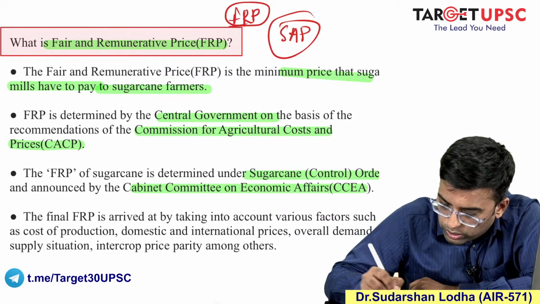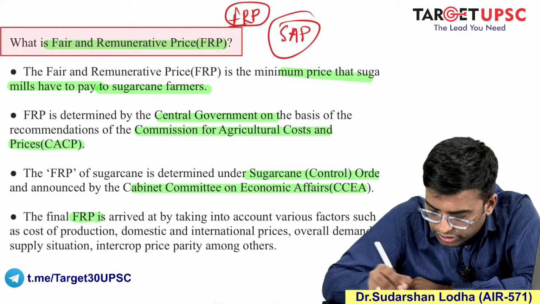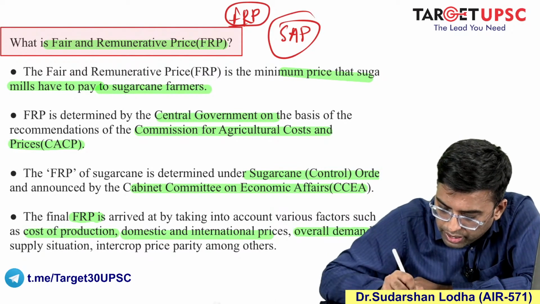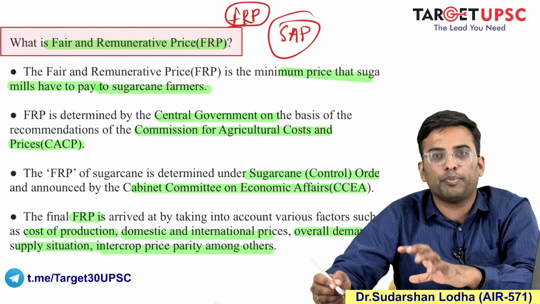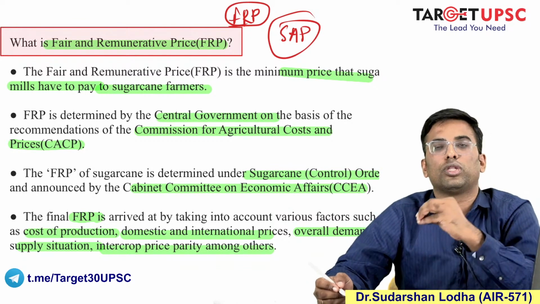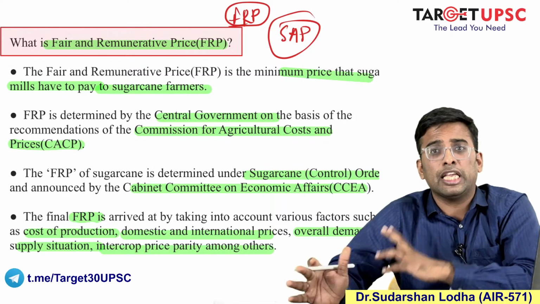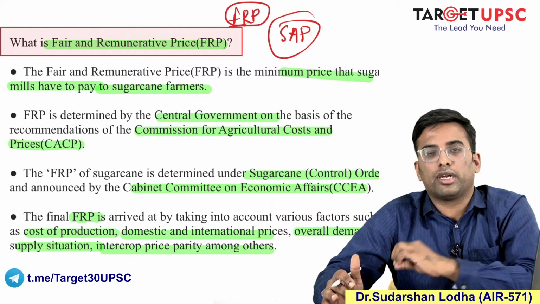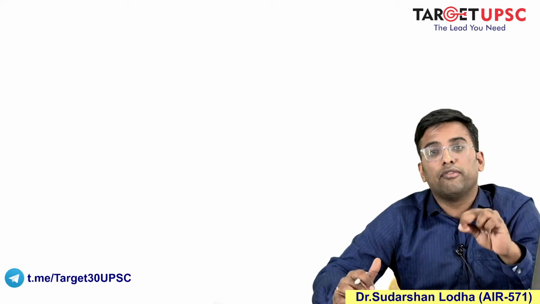And you should also know that while deciding FRP, which are the factors which are taken into consideration, such as cost of production, domestic and international prices, overall demand and supply situation, intercrop price parity, among others. तो ये सबसे important criteria होते हैं, based on that FRP is decided. FRP is for sugarcane, again based on the recommendation of Commission on Agriculture Cost and Pricing. Moving forward, this is not just with respect to current affairs.